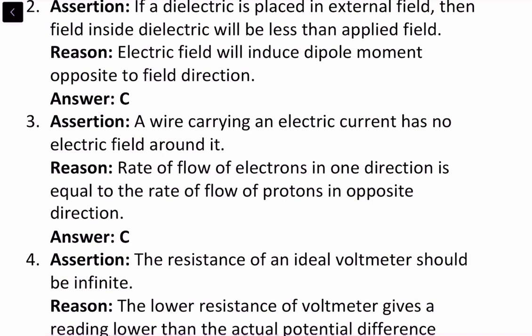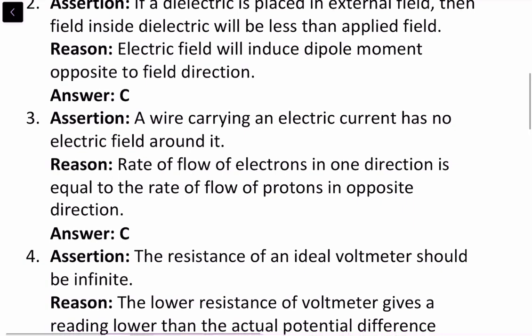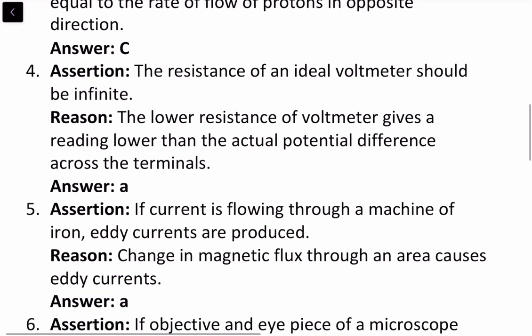That is wrong. So the answer is C. Now coming to the fourth question. Assertion: the resistance of an ideal voltmeter should be infinite. Yes, true. A voltmeter's resistance should always be very high. That's true. That should be ideal, meaning it should be infinite. Let us see the reason.